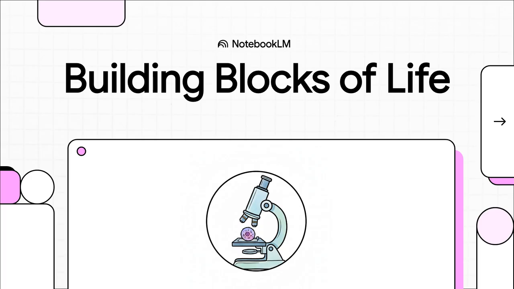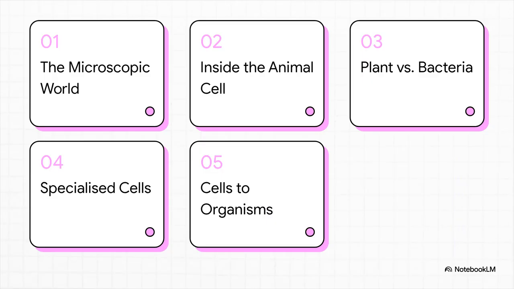Let's get into it. Here's the roadmap for today's explainer. First, the microscopic world. Second, inside the animal cell. Third, plant versus bacterial cells. Fourth, cells with special jobs. And finally, from cells to organisms.